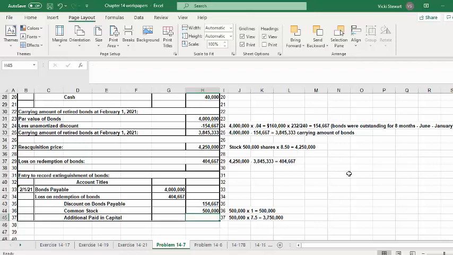Last, we will credit additional paid-in capital for the remaining amount of the value of the shares of stock, which is $7.50. $8.50 of market value minus $1 par value gives us $7.50 times 500,000 shares, or $3,750,000. And that is the conclusion of the demonstration for problem 14, 7b.